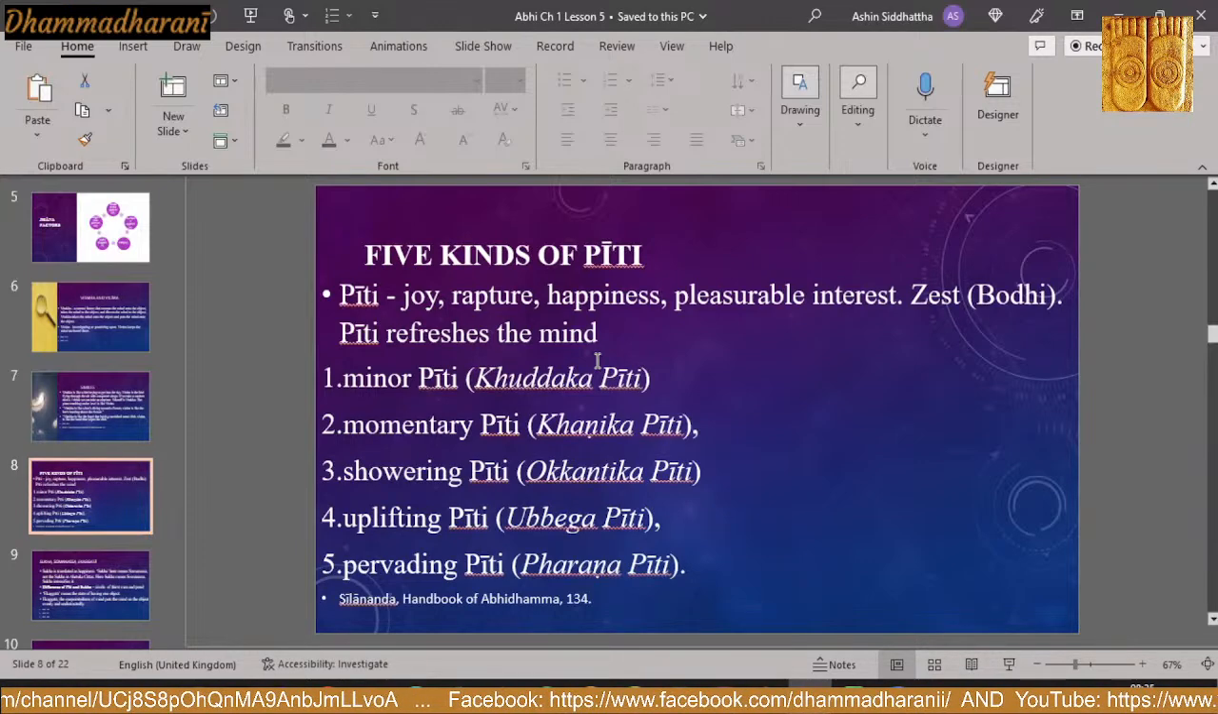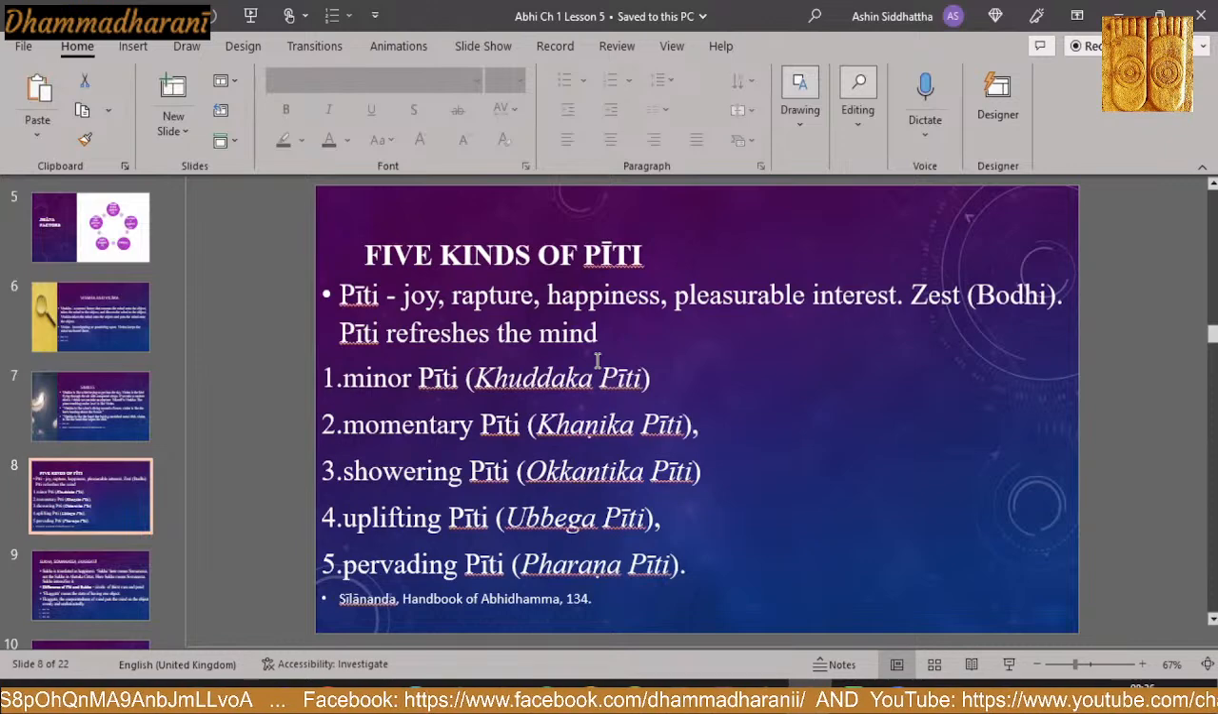Sometimes meditators, when they get good, strong concentration, may also feel some uplifting, not much, depending on their concentration, uplift from the seat. Then the last one, pervading piti, pharana piti. That's like pervading or fulfilling the rapture throughout the body.